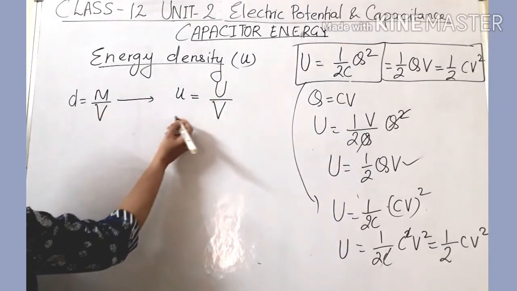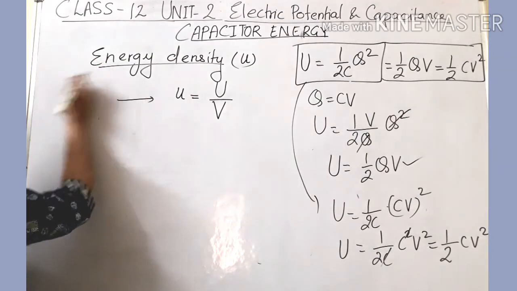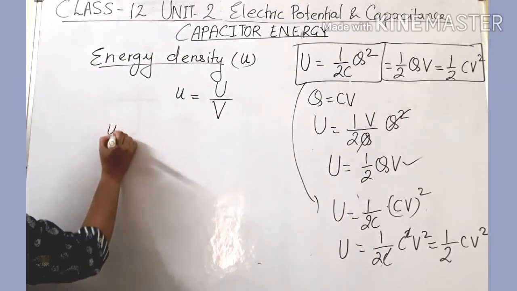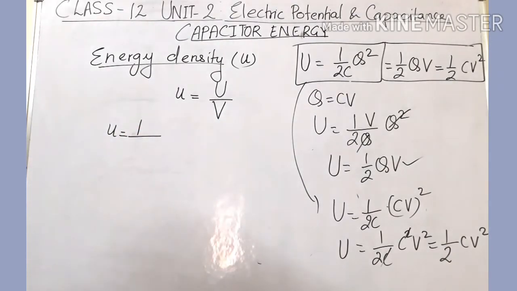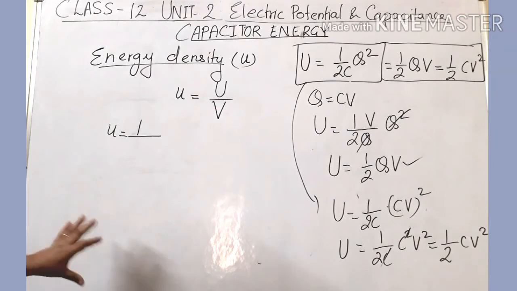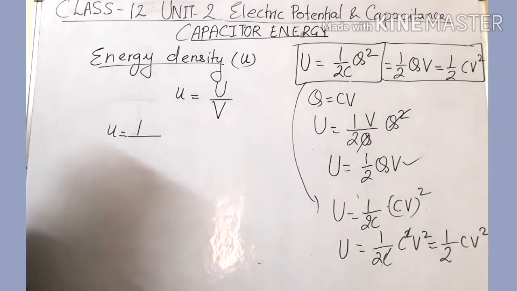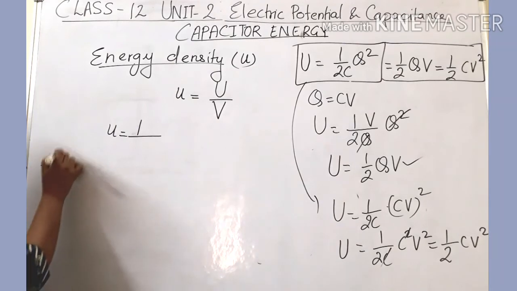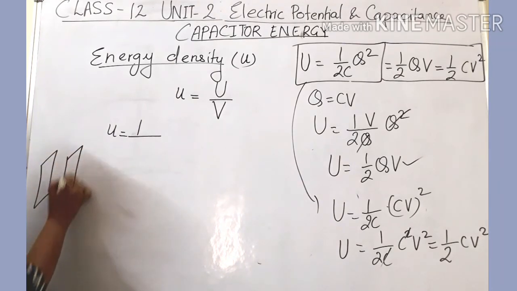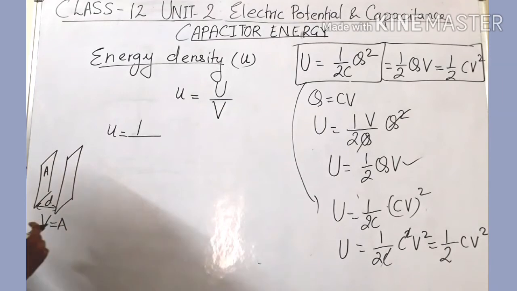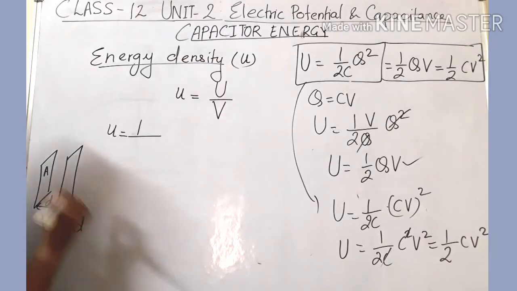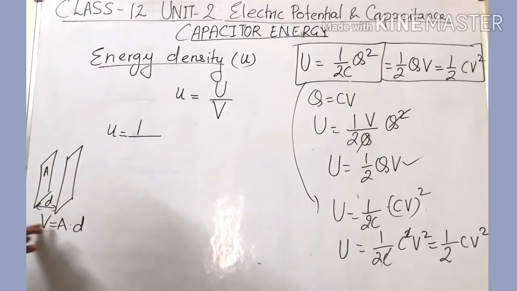So now what you have to do is this: U is equal to 1 over V. V here is the volume of the parallel plate capacitor, because we have taken the case of a parallel plate capacitor only. So what should the volume be? This one is a parallel plate, so there is a plate area and a plate distance. Area is A and distance is D, so the volume is A into D.